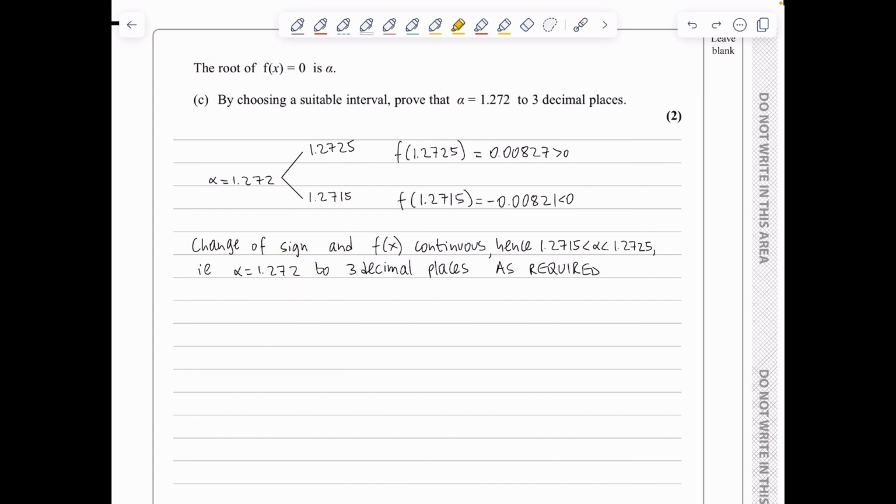Remember that you need to mention the change of sign as well as the continuity of f of x in order to get all marks in this part of the question.